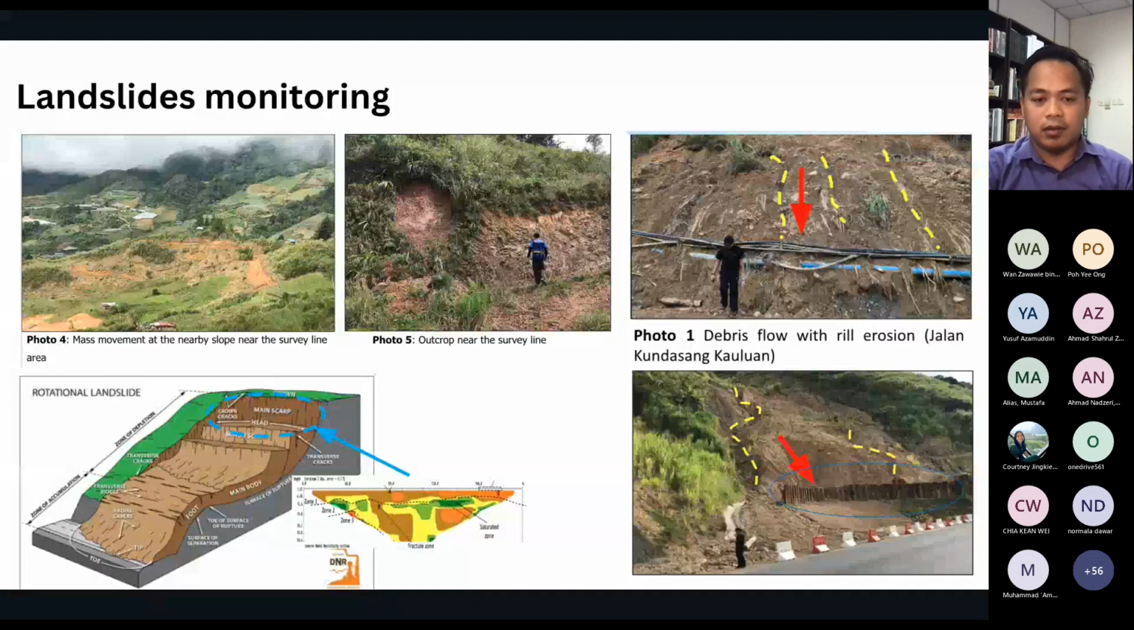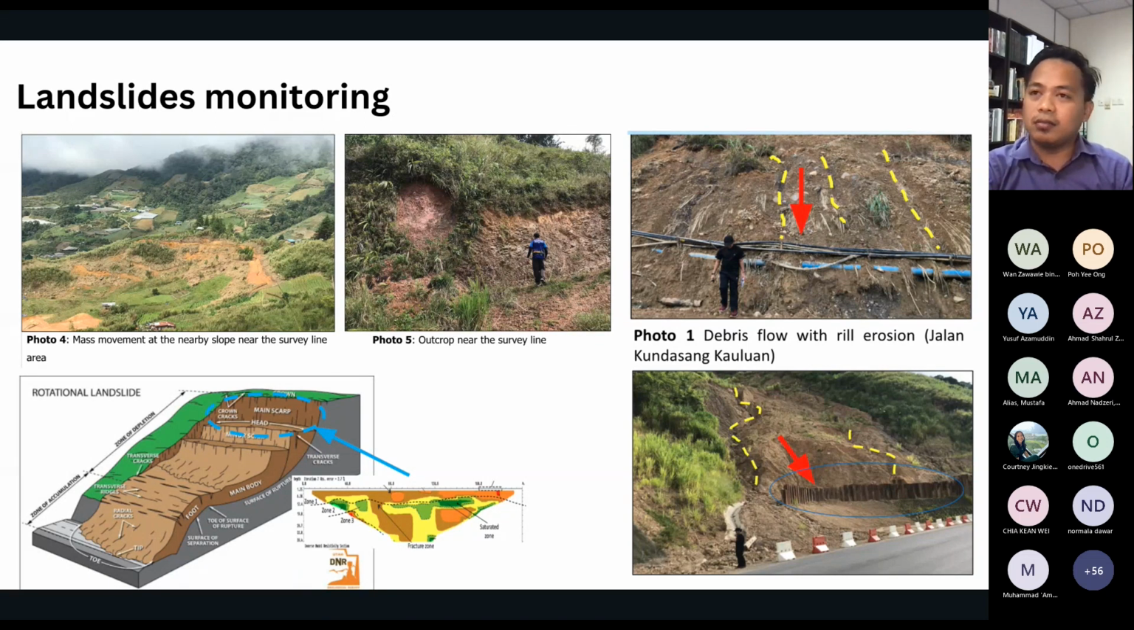Okay, and this is landslide monitoring, as well in Kundasang. We did that as well, and basically we have a grant on this with Allahyarham Dr. Tajul. He's the one who insisted on starting this project.